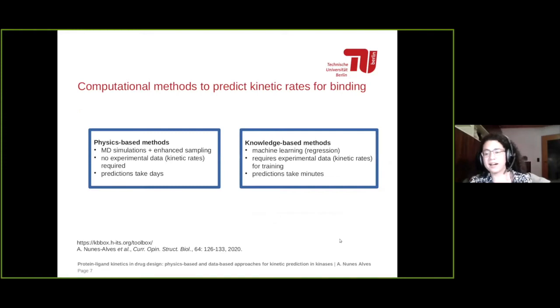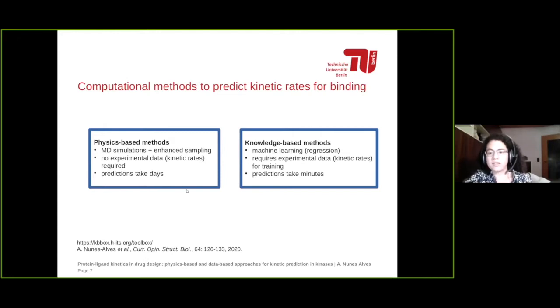Okay, and then if we, the computational people, want to characterize kinetic rates, there are two ways of doing it. We can use physics-based methods, for instance, molecular dynamics simulations, but we usually have to combine MD simulations with enhanced sampling strategies because ligand binding and unbinding happens in a time scale that is beyond the time scale achieved by MD simulations. The advantage of using these methods is that we don't need experimental data for this, but nonetheless, the predictions can take days to happen. We need to wait for the simulations to finish.